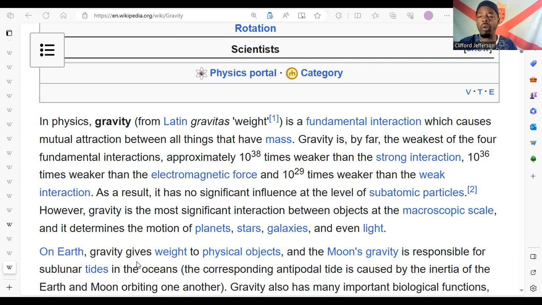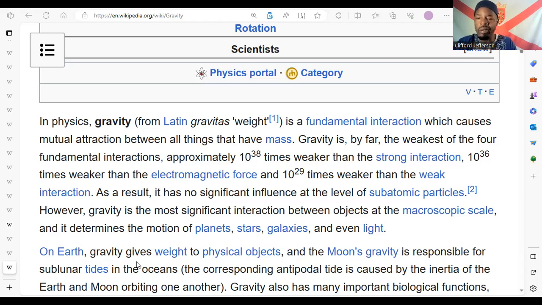Gravity is by far the weakest of the four fundamental interactions, approximately 10^38 times weaker than the strong interaction, 10^36 times weaker than the electromagnetic force, 10^29 times weaker than the weak interaction. As a result, it has no significant influence at the level of subatomic particles. However, gravity is the most significant interaction between objects on the macroscopic scale and it determines the motion of planets, stars, galaxies, and even light itself.